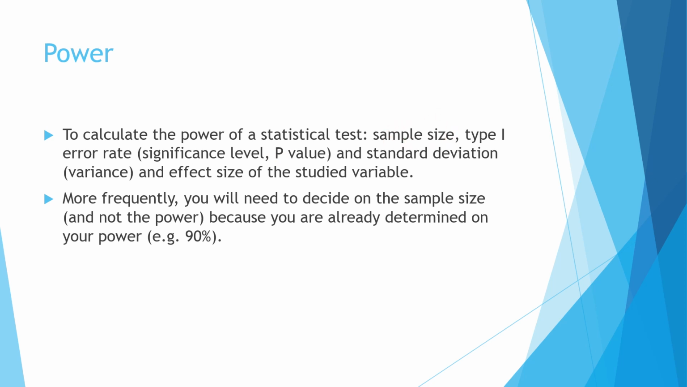In most cases, actually, we calculate the sample size, so we know all the other variables and we would like to get the sample size. So we will decide, let's say, on a power of 80 or 90, and I have the type 1 error, I have the standard deviation, I have the effect size. What is the sample size? So these are the factors that affect the power, but in most cases the power is a predetermined thing. You want a power of 90%. So what is the sample size that will give me the 90%? So in most cases, we don't need to measure the power, because we actually decide on the power. We decide on 80 or 90, but we want to measure the sample size.